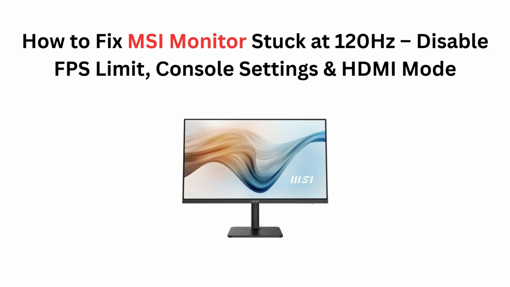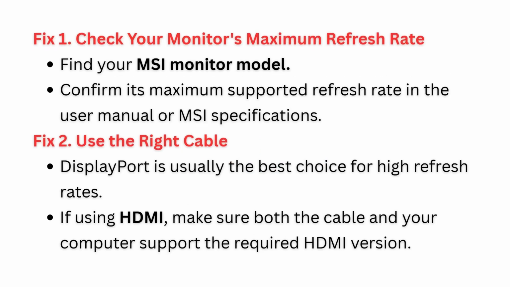So in today's tutorial, we will see how you can fix your MSI monitor stuck at 120 Hz. So here's a guide to disable your FPS limit, console settings, and HDMI mode. First one, check your monitor's maximum refresh rate. Find your MSI monitor's model, confirm its maximum supported refresh rate in the user manual or MSI specifications.